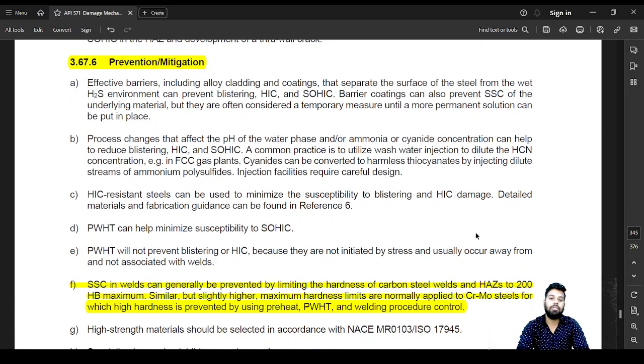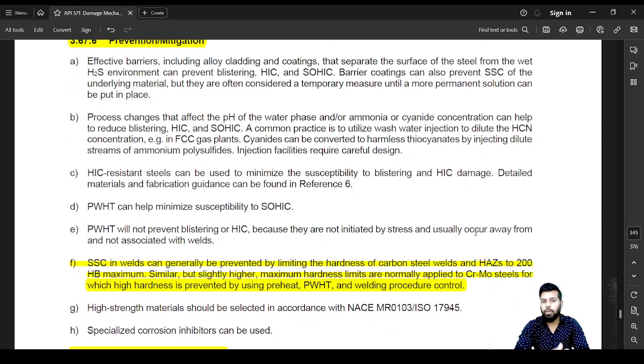Prevention and mitigation: you can have effective barriers so that your surface can be separated from the H2S environment. This will prevent blistering, hydrogen induced cracking, and stress oriented hydrogen induced cracking. Process changes that affect the pH level of the water phase or ammonia or cyanide concentration can help reduce hydrogen blistering. Hydrogen induced cracking resistant steel can be used to minimize the susceptibility to blistering and hydrogen induced damage.